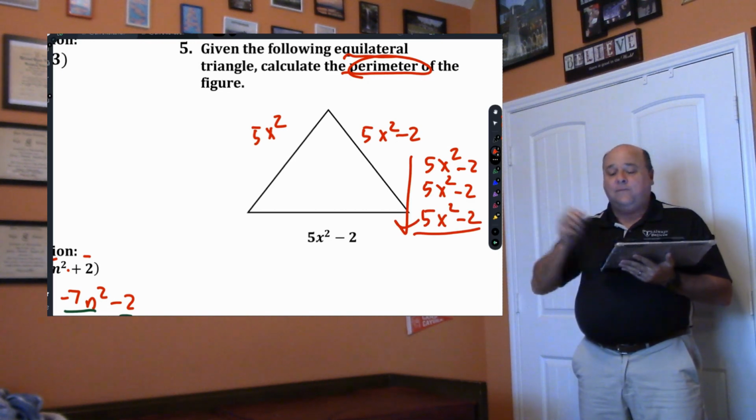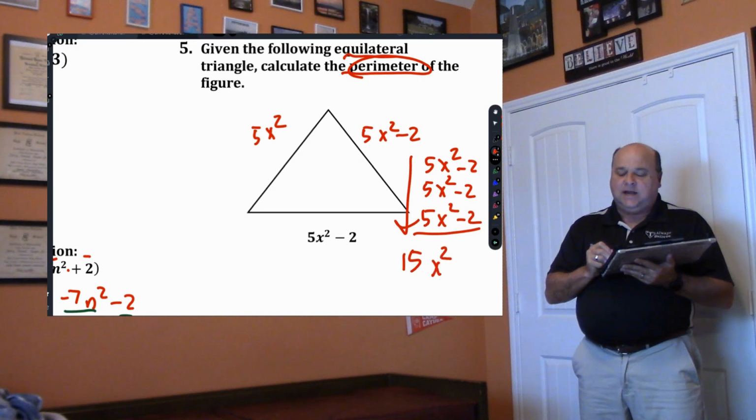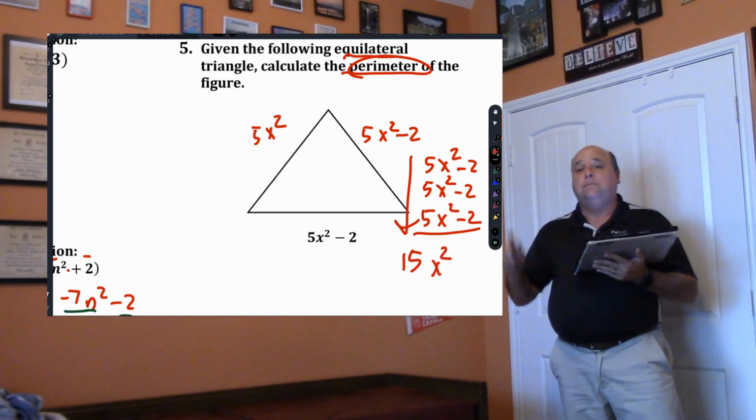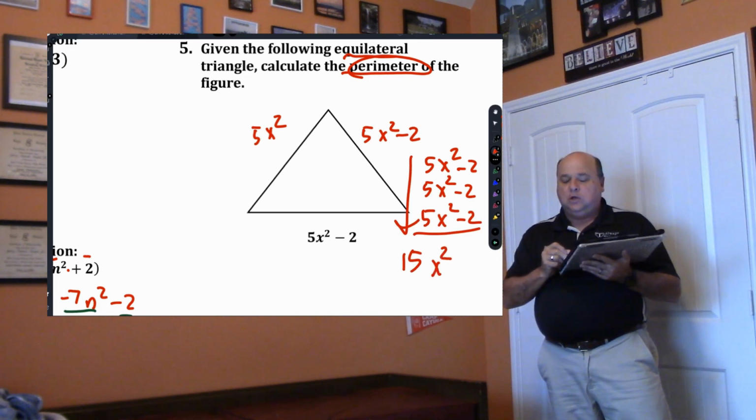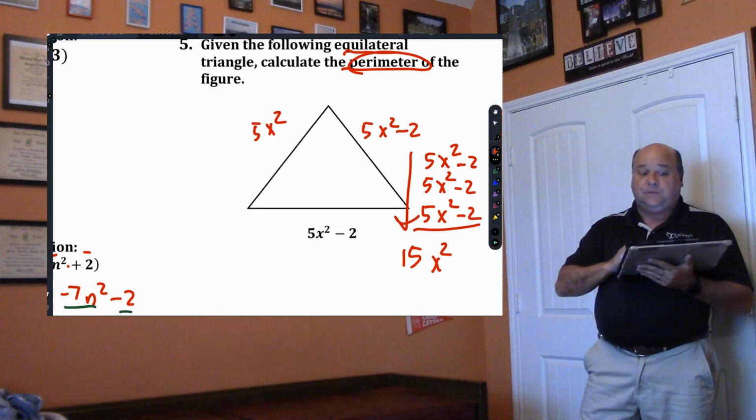Now you just go straight down and add. And I'm going to do one of them for you. 5 plus 5 plus 5 is 15. So 15x squared, and then you got to do the next one. Negative 2 minus 2 minus 2, you would put the number right there. It's going to be 15x squared minus something.